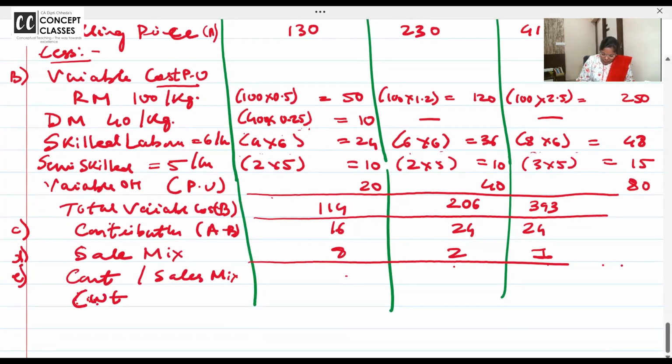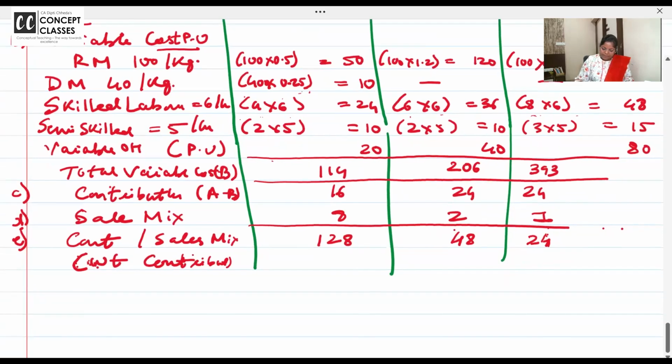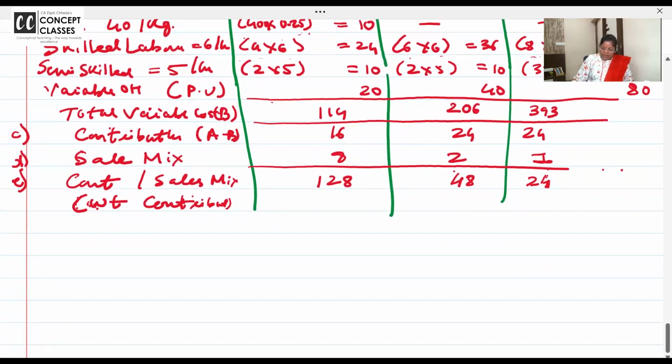Many books call these weighted contribution as well. 24 into 1 is 24. 48. 16 into 8 is 128. Sales mix and contribution. Sales mix.